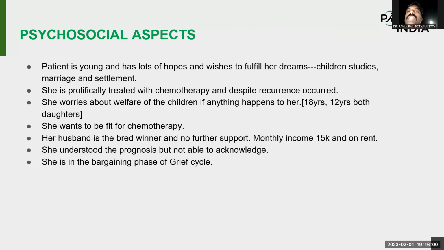The psychological aspect: the patient is young and has lots of hopes and wishes to fulfill her dreams regarding her children's studies, marriage, and settlement. She was prophylactically treated with chemotherapy, and despite recurrence, she worries about the welfare of her children if anything happens to her. The daughters are 18 and 12 years old. She wants to be fit for chemotherapy. Her husband is the breadwinner with no further support. Monthly income is 15,000 and they live on rent. She understood the prognosis, but she is not able to accept and acknowledge it. She is in the bargaining phase of the grief cycle at the time of admission.